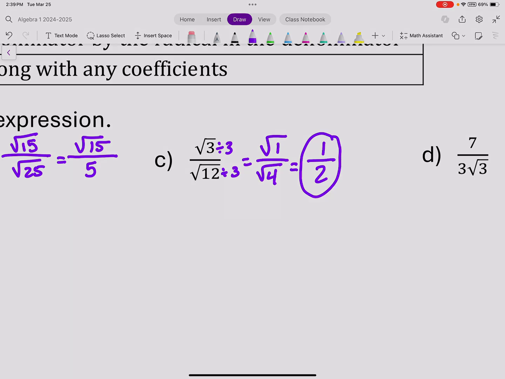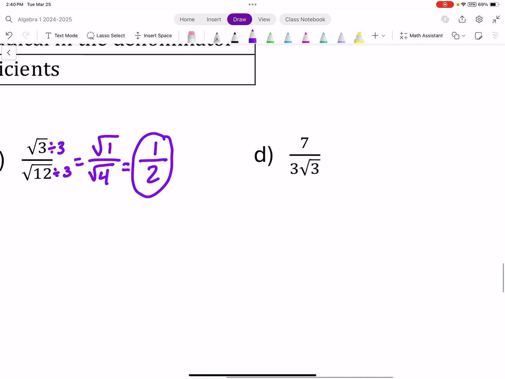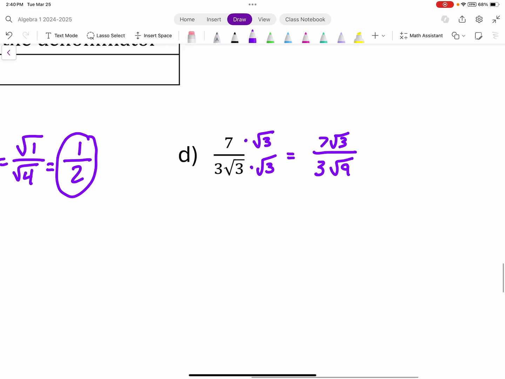Okay. Looking at letter D, neither of them are perfect squares. I cannot reduce, so I'm going to go ahead. On this one, I only have to multiply by radical 3. Okay, so the top would be 7 radical 3. The bottom, that 3 on the outside would stay, and then inside would be 9.